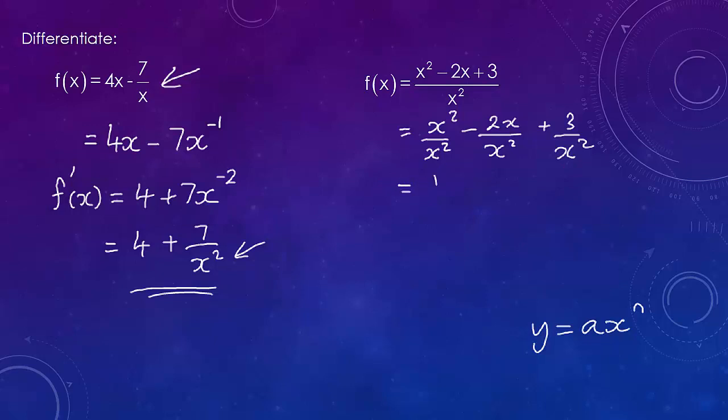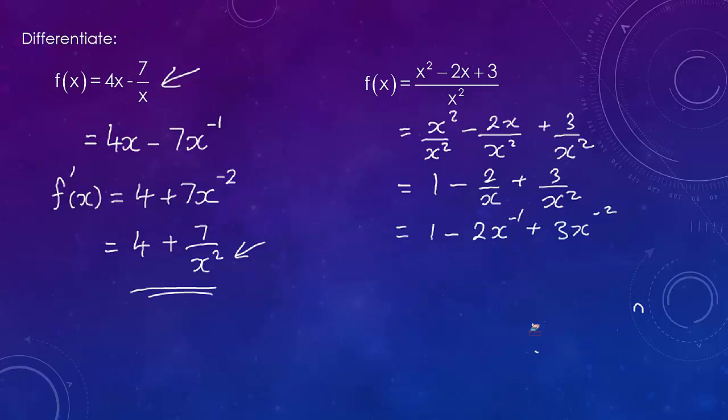Now that's going to be 1. Anything divided by itself is 1. If we cancel x's here, we'll get 2 over x. And here we've got 3 over x squared. So we can write that as 1 take away 2x to the negative 1 plus 3x to the negative 2. And just consider at this stage that I haven't differentiated yet. So this is all just rewriting f of x.